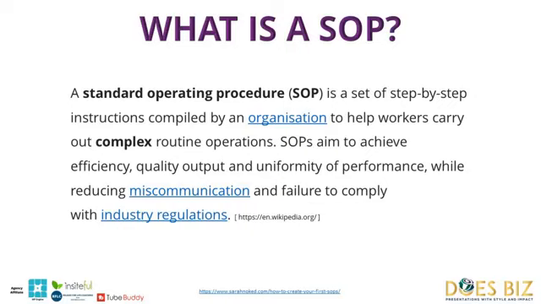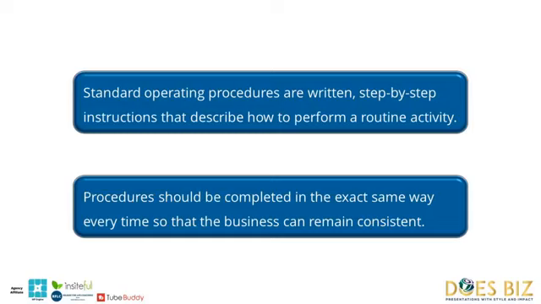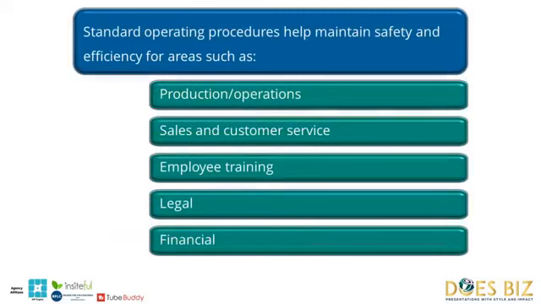Standard operating procedures are written step-by-step instructions that describe how to perform routine activities. Employees should complete them in the exact same way every time so that the business can remain consistent. Standard operating procedures help maintain safety and efficiency for areas such as productivity and operations, sales and customer service, employee training, legal requirements, and financial requirements.